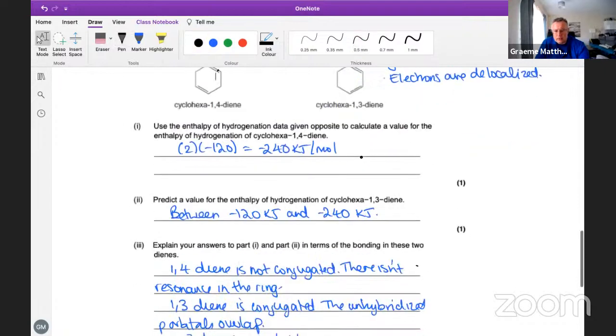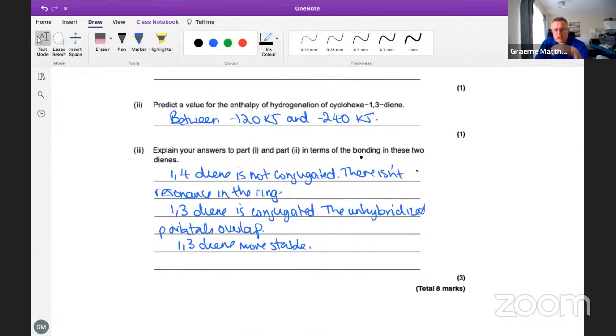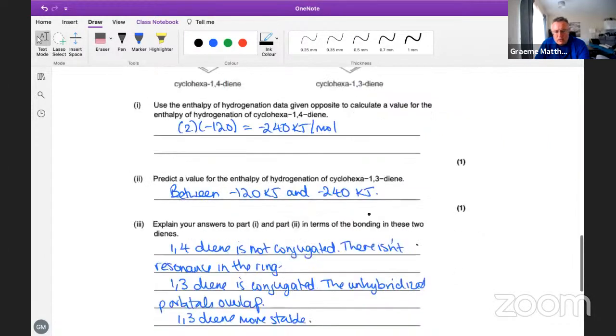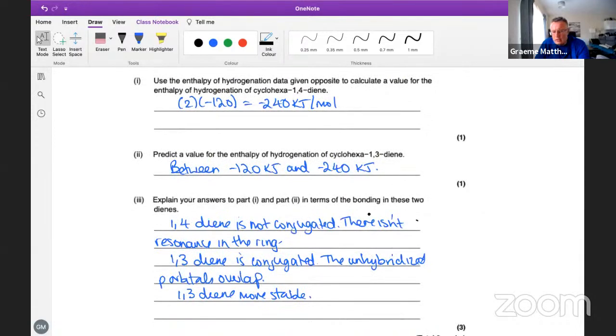Now, explain your answers to part 1 and part 2 in terms of bonding in these 2 dienes. Well, what I said was, in the cyclohexane 1,4 diene, it's not conjugated. It's not pi, sigma, pi. So therefore, there isn't resonance in the ring, and you don't get resonance stabilization.